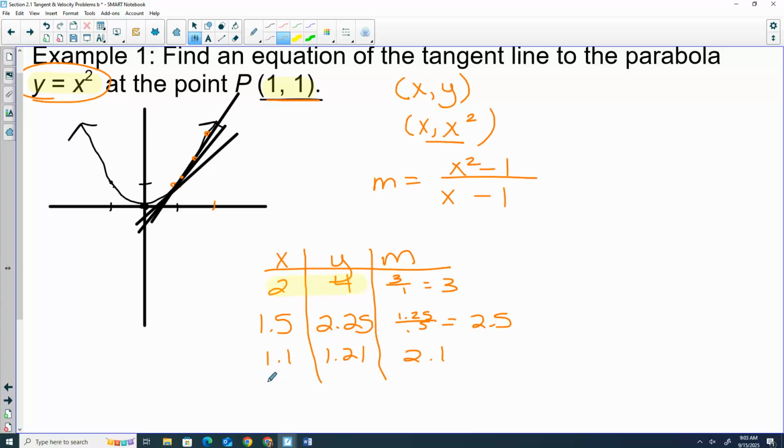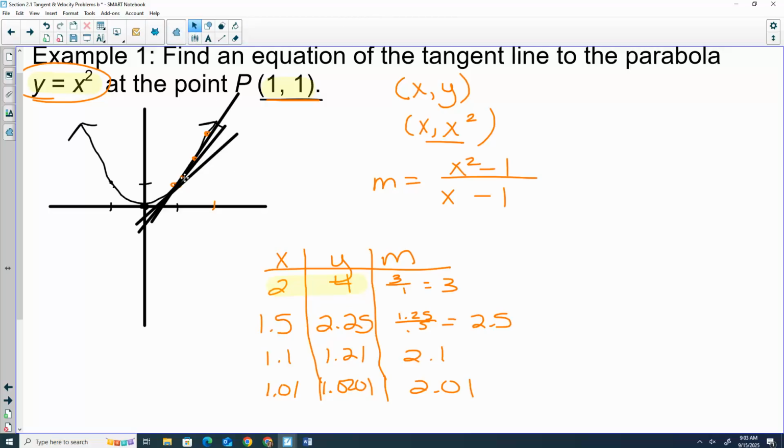Is that the closest I could get? No? Give me something closer. 1.01. Okay, let's try that one. So if I put in 1.01, if you did the y, 1.0201, plug that in to get our slope. And we get 2.01. Alright, is that the closest? Could I do 1.001? We could keep playing this game all day, couldn't we? Can you tell, what does it look like our slope is getting close to? 2. Alright, let's test that theory.